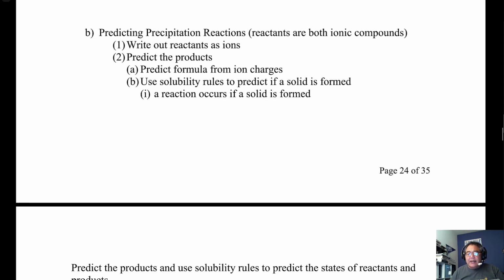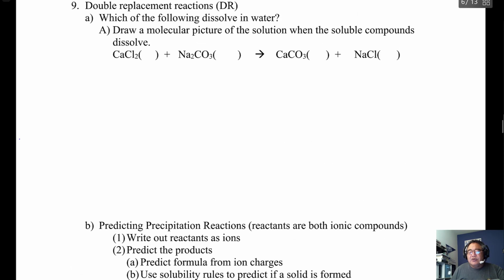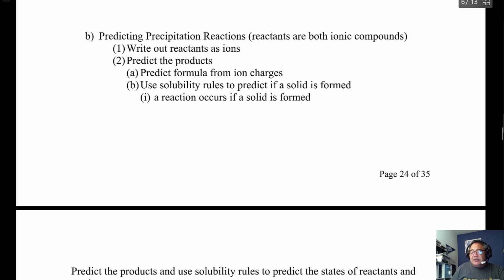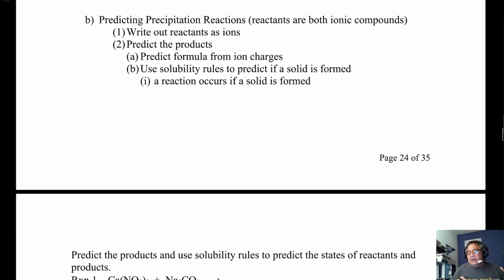All right, so what we're going to do now is practice predicting when a precipitation reaction takes place. And again, precipitation is double replacement. Now, I used to do this demonstration in class, but I didn't have that video, so I went ahead and used that other video to introduce the idea of double replacement. But this is a double replacement precipitation reaction, and we're going to look at how you predict those.